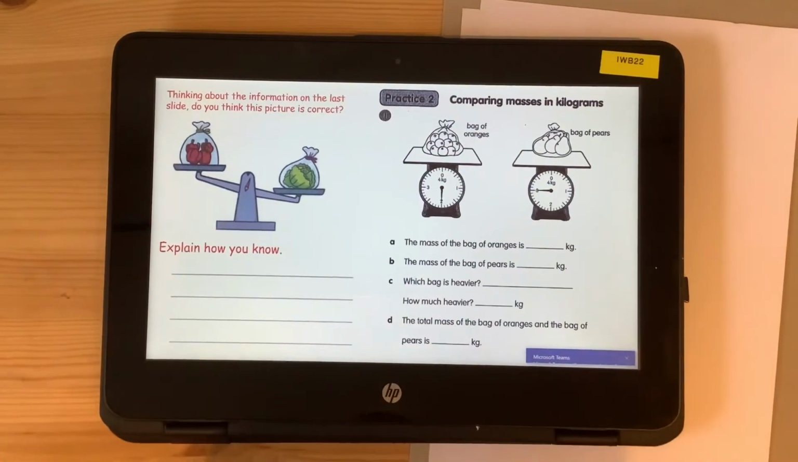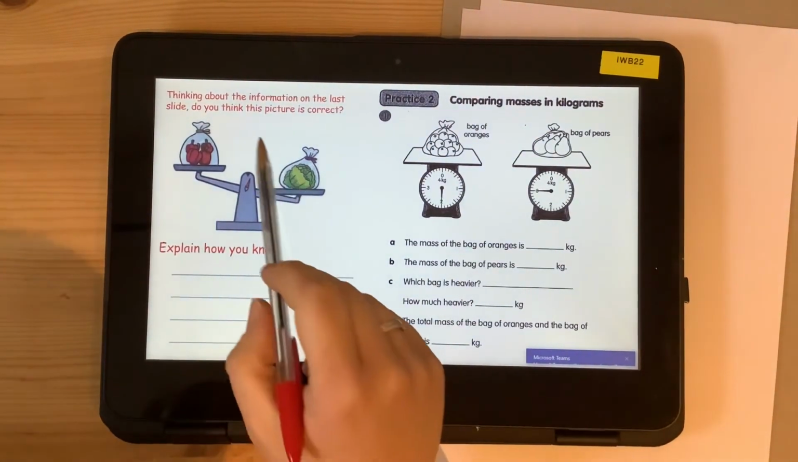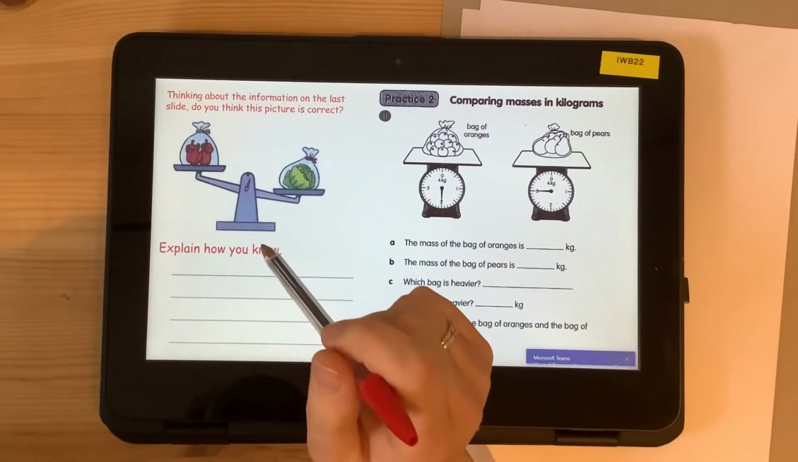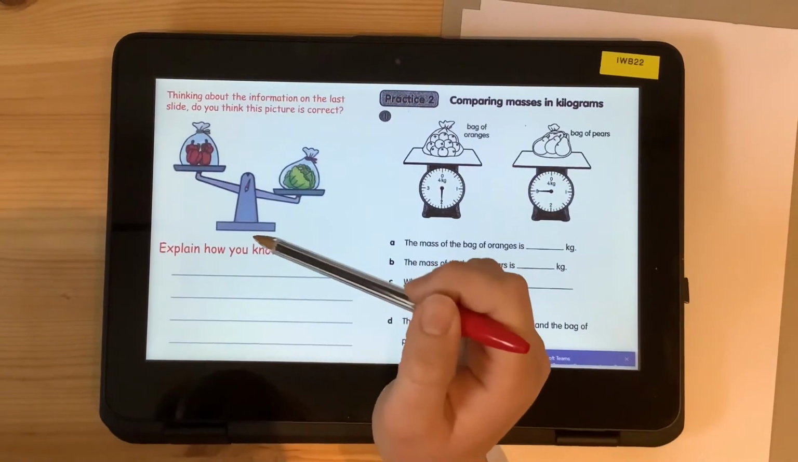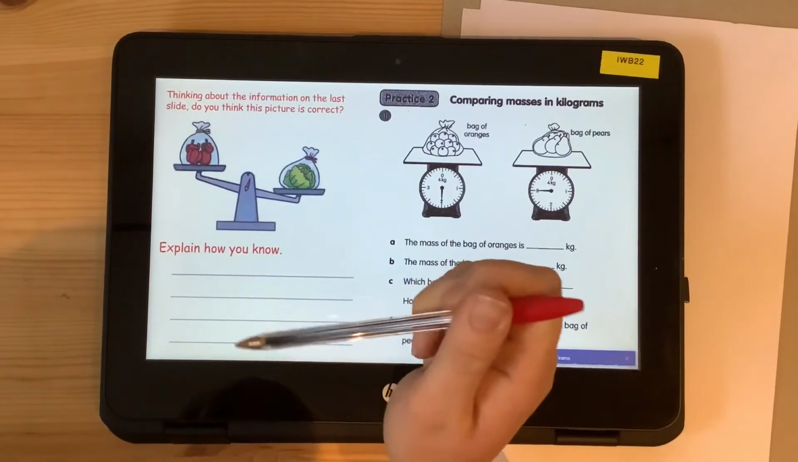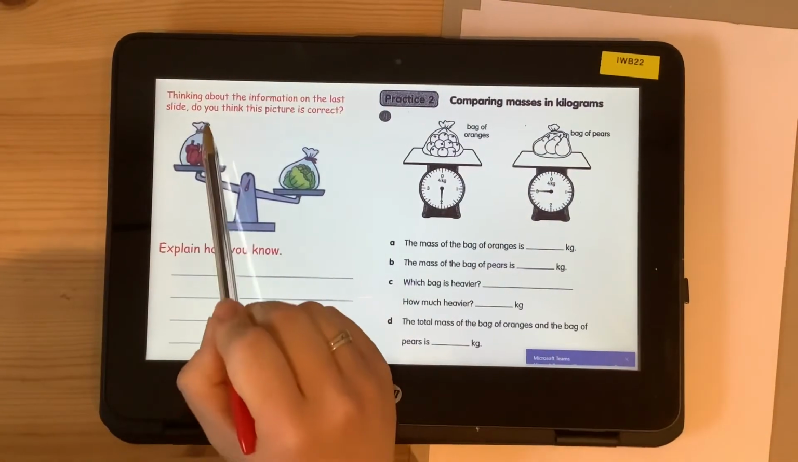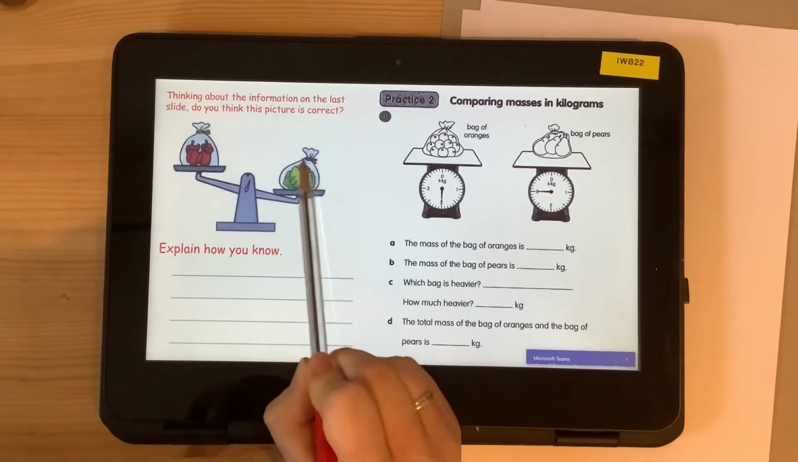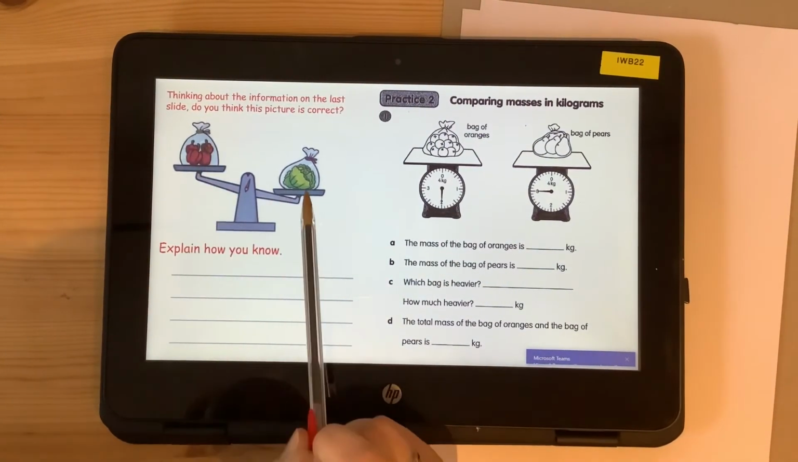So thinking about the information on that last slide, do you think this picture is correct? Now let's look really carefully at this set of scales and see what it is telling us. Think back to going on a seesaw. When you're on a seesaw, the heavier person is always at the bottom, because the heavier weight tips the scale downwards, meaning the weight in the air has a lighter mass than this one here. So this is telling us that the peppers has a lighter mass than the cabbage.